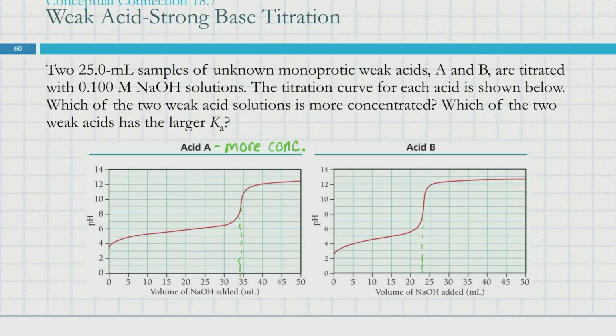And then which has a larger Ka? How is a Ka going to affect the way that our graph looks? We've got a weak acid. When we're at our equivalence point, we're going to just have weak base. The strength of our weak base will change something.